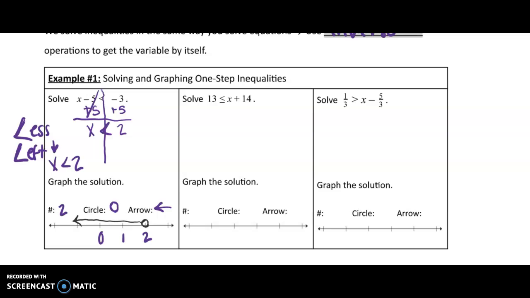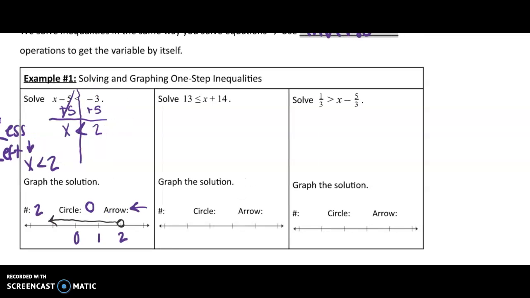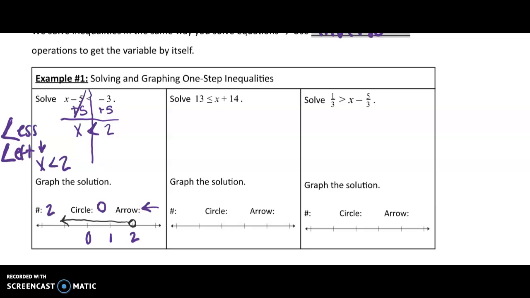So what this means is that every answer that is less than 2, every number less than 2, makes this inequality true. And so there's not just one answer to our inequality, we have all the numbers that are less than 2, and that makes that statement true. So let's do another one.